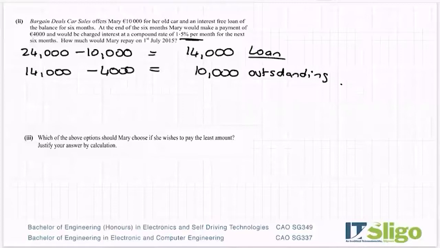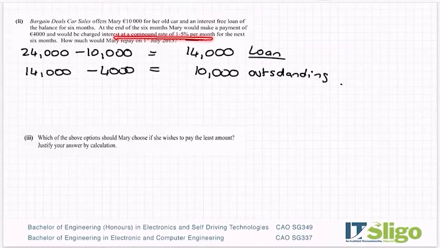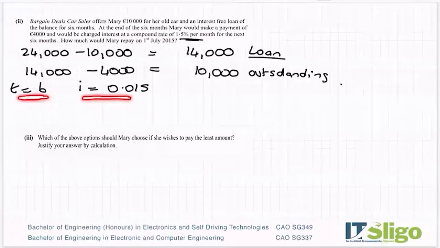So the time base has to match whatever your interest rate is. If we go to this question, can you see that the interest rate is per month? And therefore our time is 6 months. So I can say that T is equal to 6 and my interest rate is 1.5 divided by 100 on your calculator, 0.015, okay? So that's my interest rate. As long as the time base, which is months, matches the base of the interest rate, which is also months, you can use that compound interest formula.